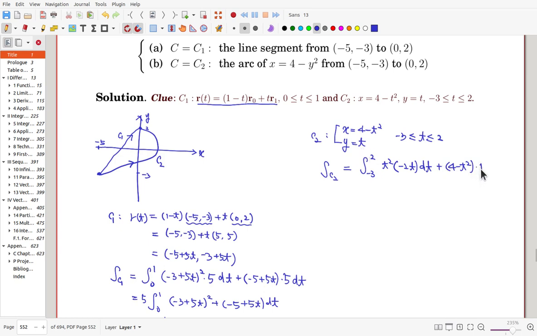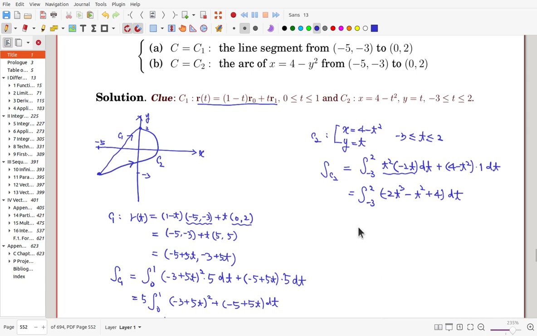1, and dt. Okay, for that one, we have the integral from minus 3 to 2 of t cubed. That's minus 2t cubed. Okay, we consider this one. From the second one, there's minus t squared plus 4 and dt. Right? Okay.